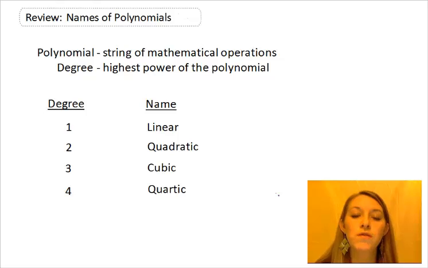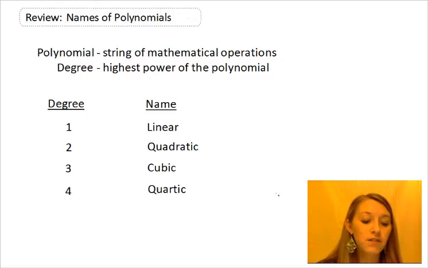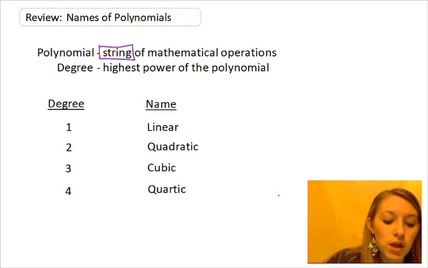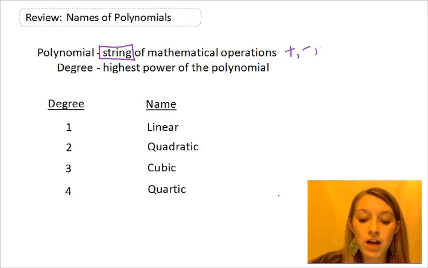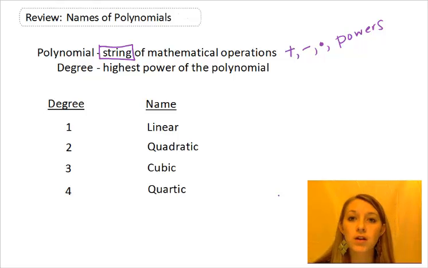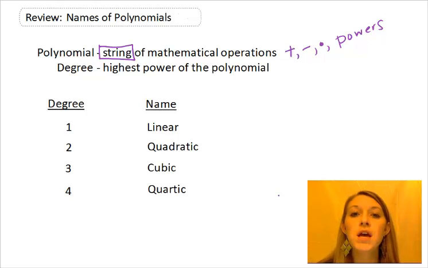The first thing that we are going to review is names of polynomials. And before we actually get to that, let's review what a polynomial is. My definition of a polynomial is a string or a sentence of mathematical operations. Those operations can include addition, subtraction, multiplication, or powers. They do not include more difficult operations such as square roots or fractions or absolute value or anything like that, especially when it's over the variables, but that's okay if it's over the numbers.